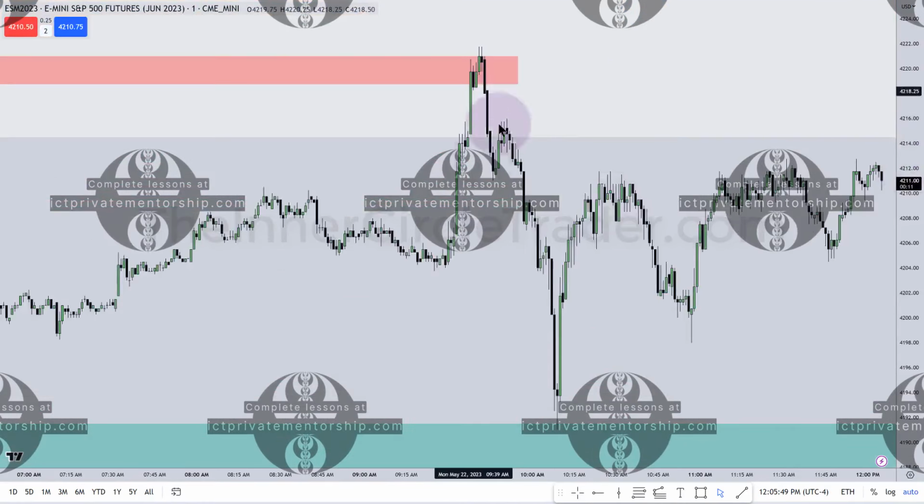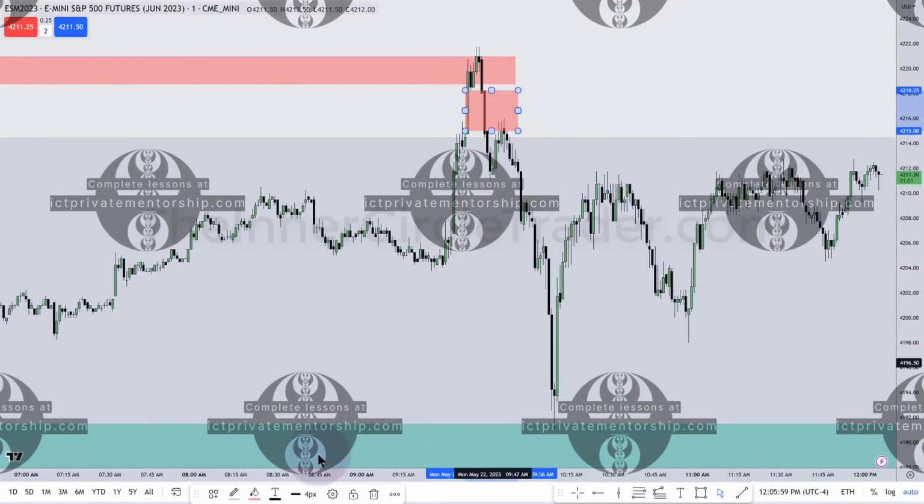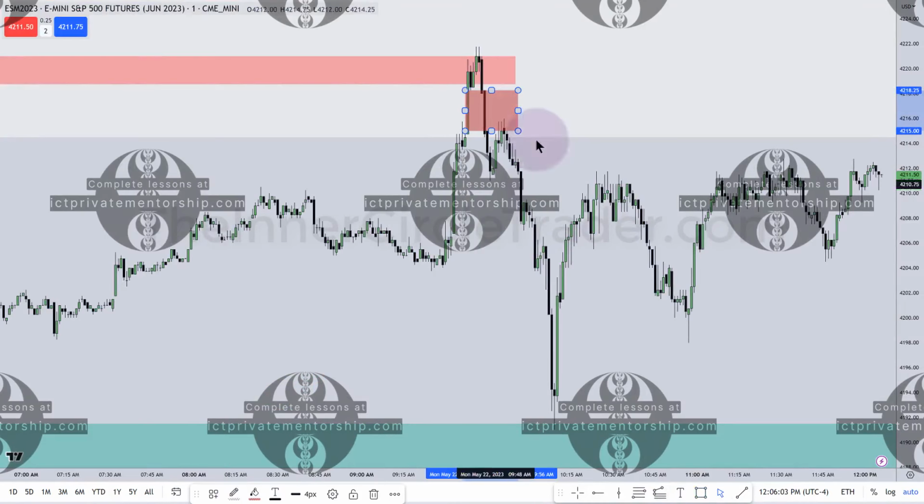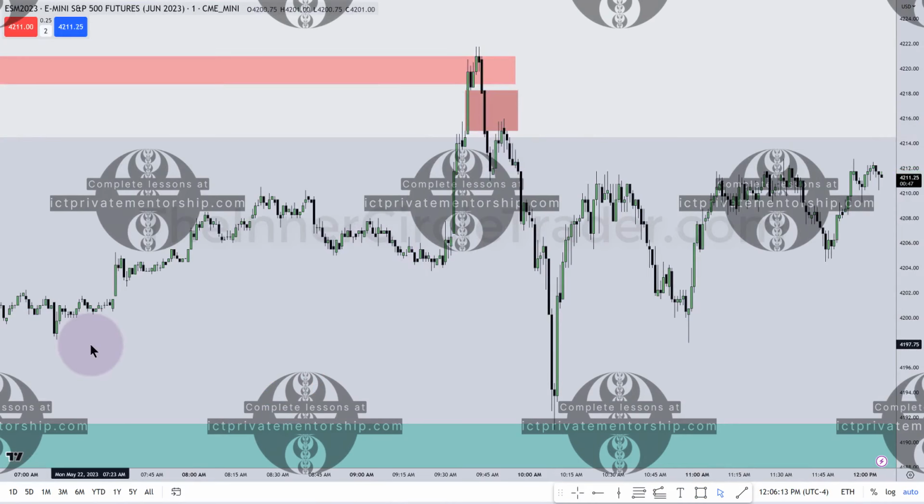We have a balanced price range in here, so I'll annotate that now so we can see. So this is a balanced price range, and I'll make that a little bit darker so it stands out. And it's at an area where we would expect to see it sell off. What's resting below here and below here? Sell side. Okay, and we'll get that in a minute.